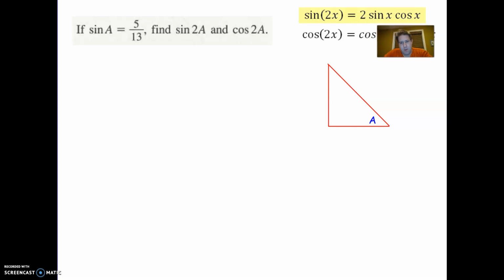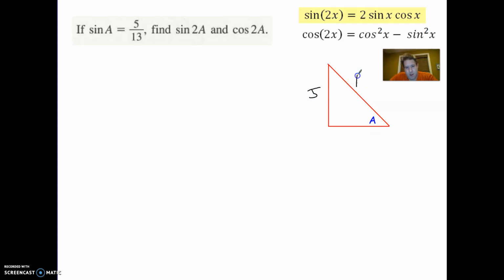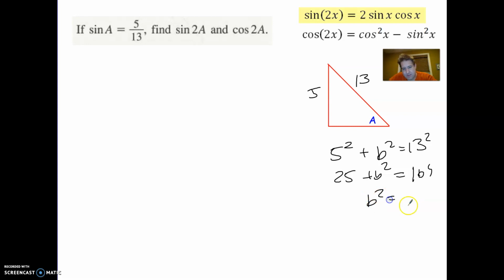Okay, so once again, move myself out of the way. So let's say we're given this information. We're told that sine of A is 5/13. Well, you know sine is opposite over hypotenuse. So the first thing I need to do is find that third side, that adjacent side. So 5 squared plus b squared equals 13 squared. That's 169. Subtract 25 from both sides, and you end up getting 144. So that for b has to be 12.